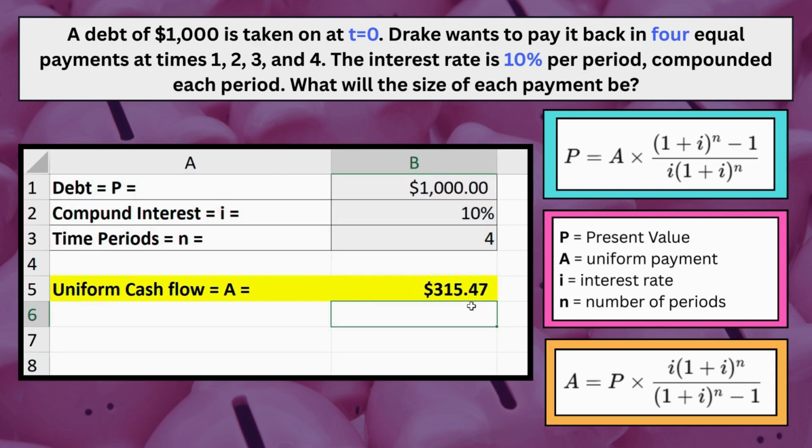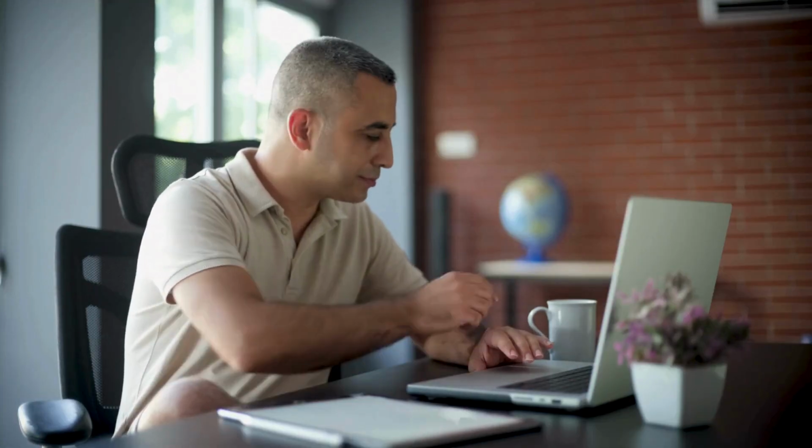Hit Enter and Excel gives $315.47. That means Drake will need to make 4 equal payments of $315.47 at the end of each period to completely repay the $1,000 debt with 10% interest. This problem nicely illustrates how annuities work and how Excel's financial functions save you time on repetitive calculations.